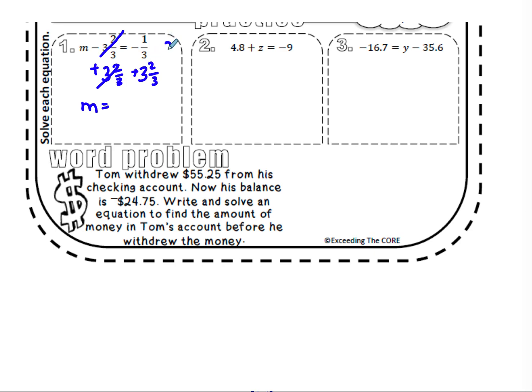So I'm going to rewrite it over here, 3 2/3 plus negative 1/3. Okay, 2/3 minus 1/3 is 1/3. 3 minus 0 is 3. So my answer here is 3 1/3.